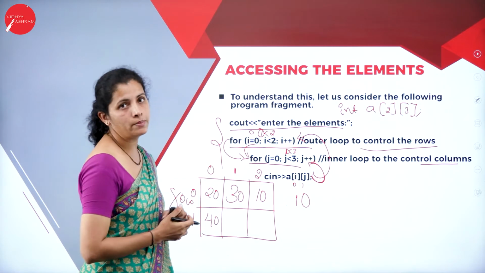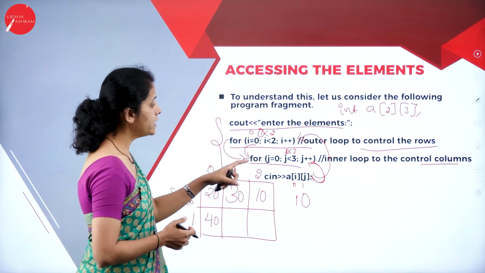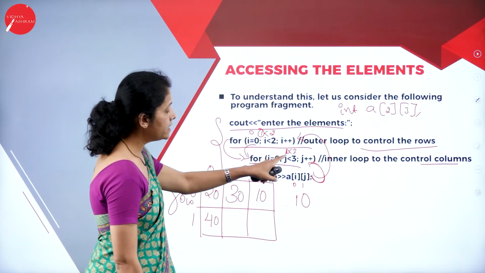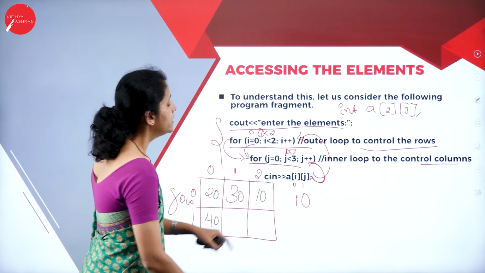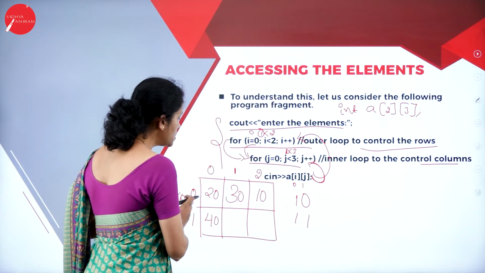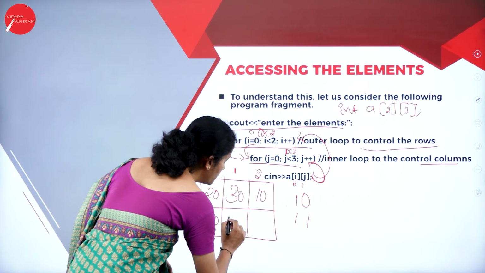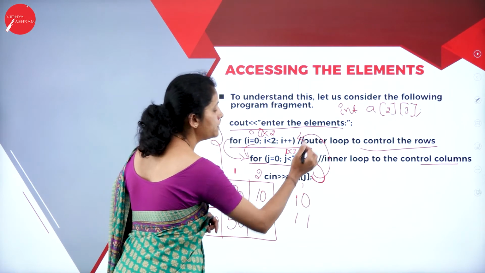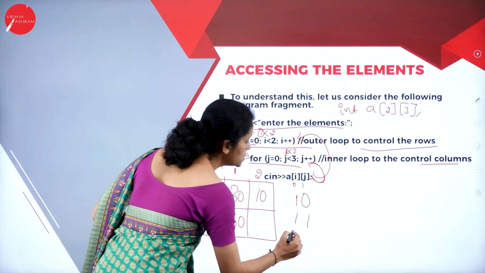Now J is incremented by 1. Now J is 1. 1 less than 3, it is true. Now in the place of 1,1, that is first row and first column, I'm going to store 50. Now J is incremented by 1. Now J is 2.